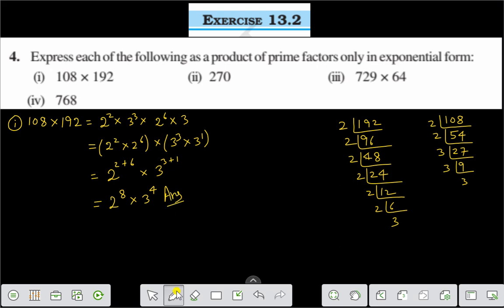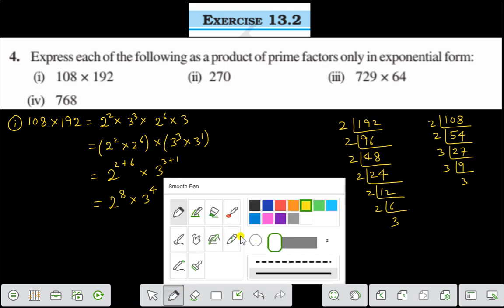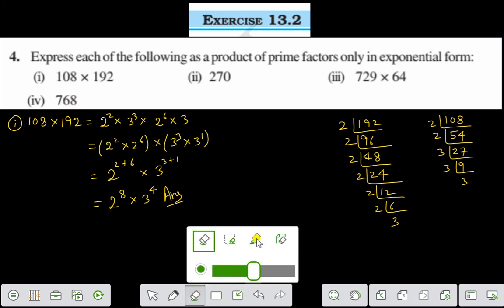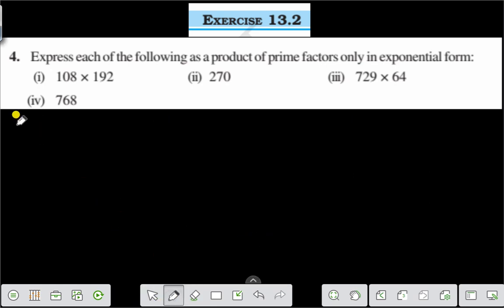Now we'll solve question number 2. Question number 2 here you see is 270. Let us divide 270 by 5. That is 5 5 is 25. 5 4 is 20. And again by 2. 2 2 is 4. 2 7 is 14. 3 9 is 27. 3 9 is 27. And 3 3 is 9.